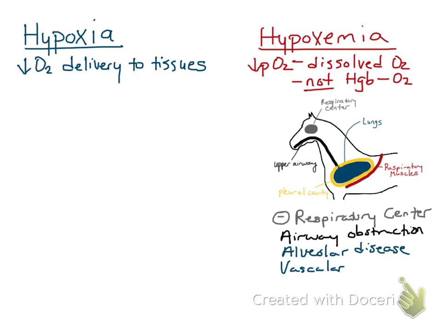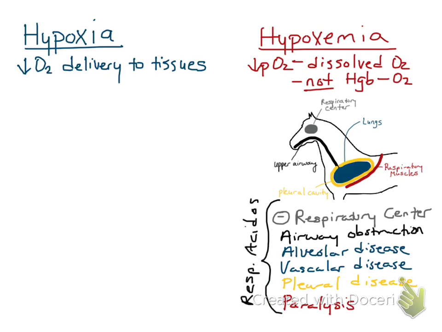So inhibition of the respiratory center, upper airway obstruction, alveolar disease like pneumonia or malignancy, vascular disease like pulmonary thromboemboli, pleural disease like a pleuritis or pneumothorax, and then also respiratory muscle paralysis. So all of those things that cause respiratory acidosis, plus the additional cause of low atmospheric oxygen.